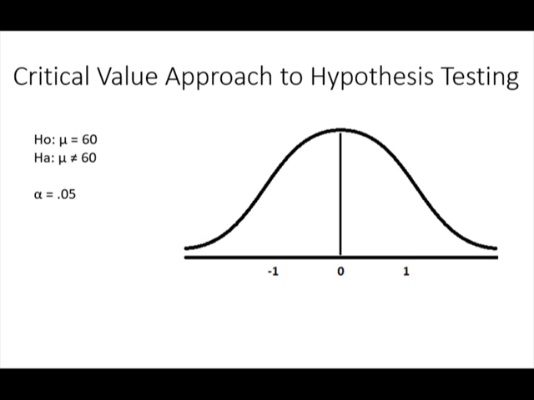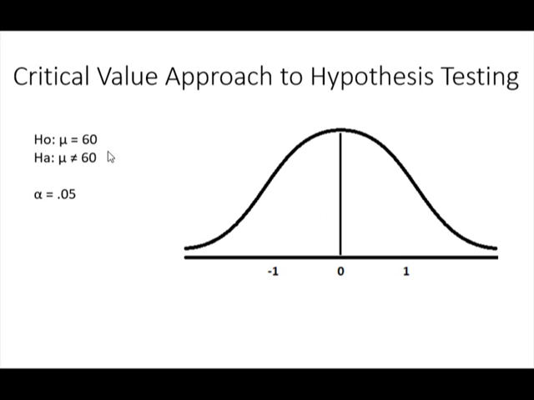On this picture, we start with a normal distribution or a bell-shaped distribution. It actually may not be the normal distribution. It could be the t-distribution, which looks very similar. And over here we've got two hypotheses. The null hypothesis is the one that we say that we're testing.